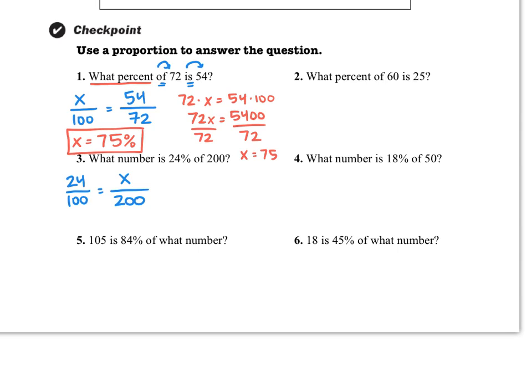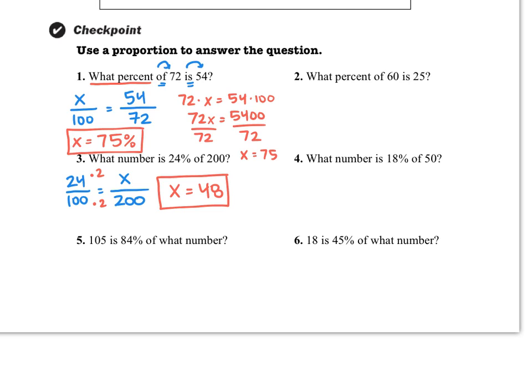Now we could use cross products, or this one we could actually solve by multiplying the top and bottom by 2. Since 100 times 2 is 200, 24 times 2 means that x equals 48. And in this problem, it's just 48. It's not 48%. We already have the percent. We're trying to find the number.